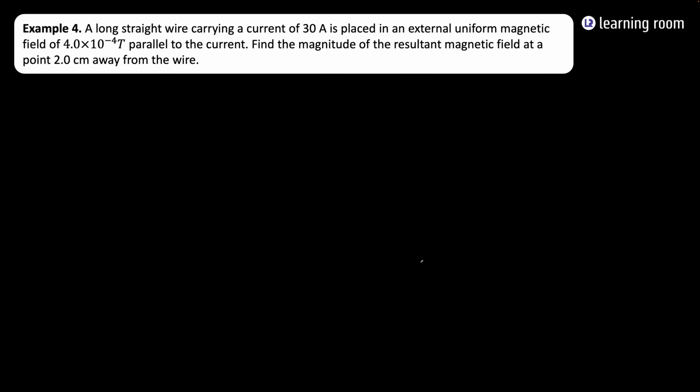Okay. So in this problem, there is a long straight wire carrying a current of 30 ampere placed in an external uniform magnetic field. So it's placed in an external uniform magnetic field of how much value? 4 into 10 power minus 4 Tesla, which is parallel to the current. Find the magnitude of the resultant magnetic field at a distance 2 centimeter away from the wire.